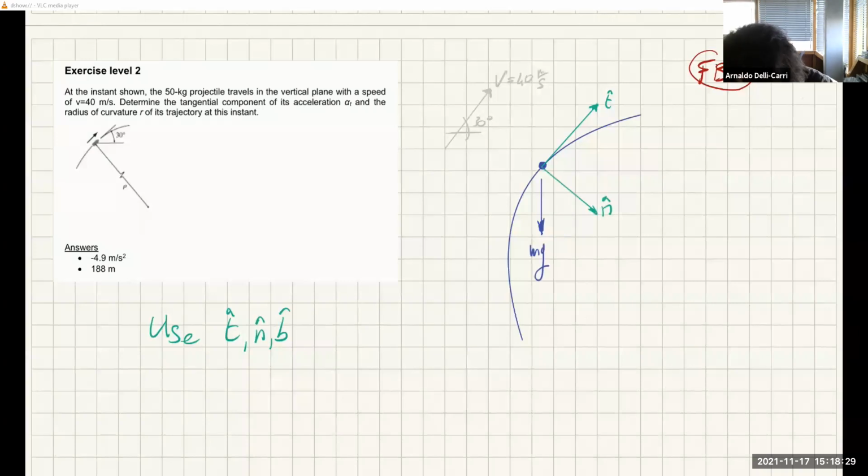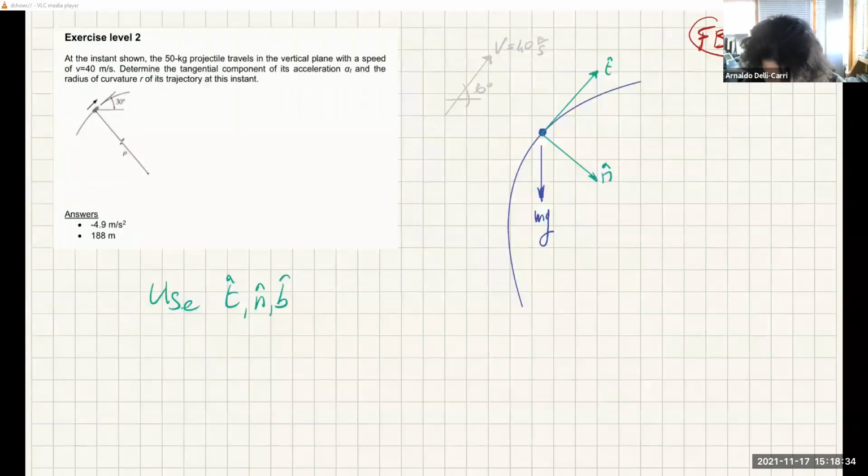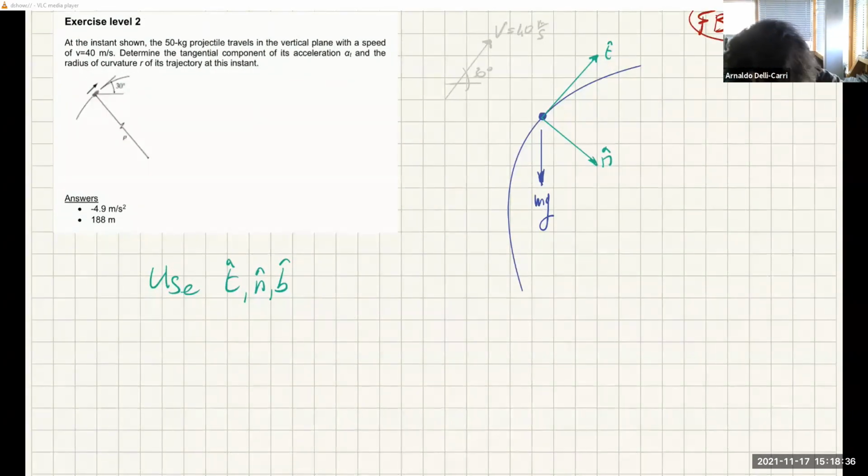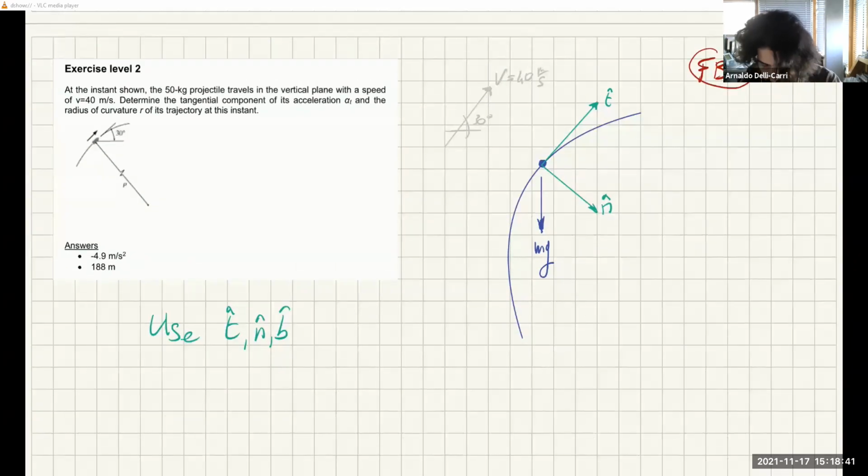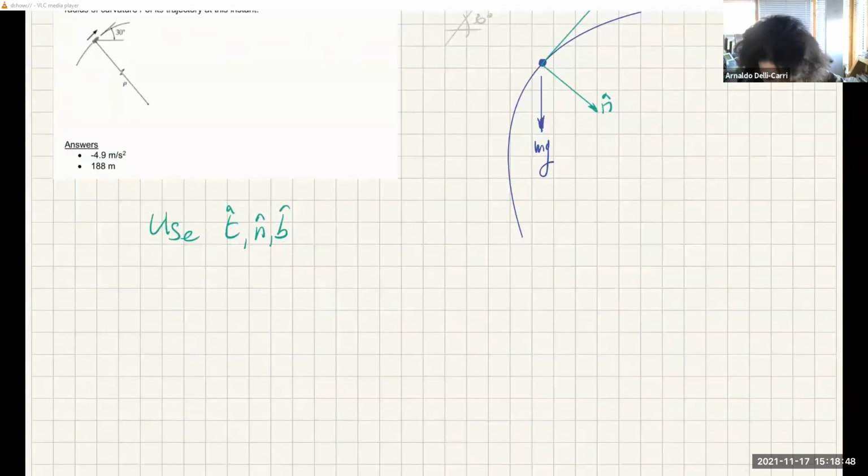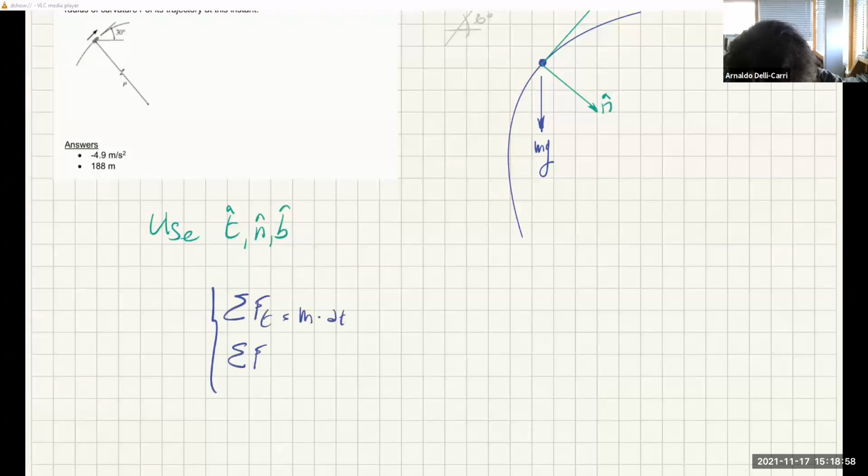Now we have the question of how to write the equations of motion. Equations of motion are always the same. We don't need b. There is no force in that direction, so there is no force perpendicular to the plane. So we don't care about the third equation. Just spell out the first two equations. Sum of forces along t is mass times tangential acceleration. Sum of forces along n is the mass times centripetal acceleration, normal acceleration.